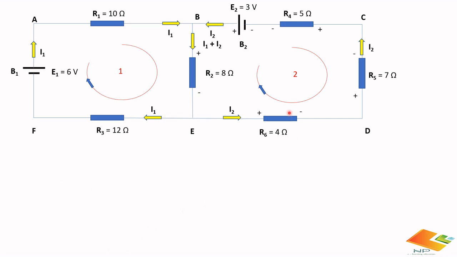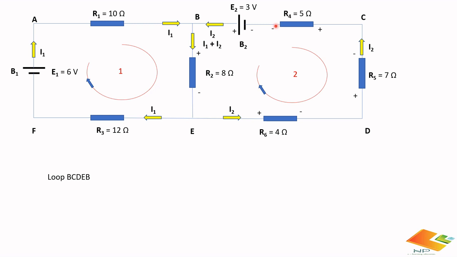Now we take loop B, C, D, E, B. In this branch B, C, the EMF of battery B2 will be treated as negative as we go from positive to negative. Now the current flowing through resistor R4 is I2 and its direction is from C to B. Now we go from B to C, so I2 R4 is a voltage rise, hence it is positive.